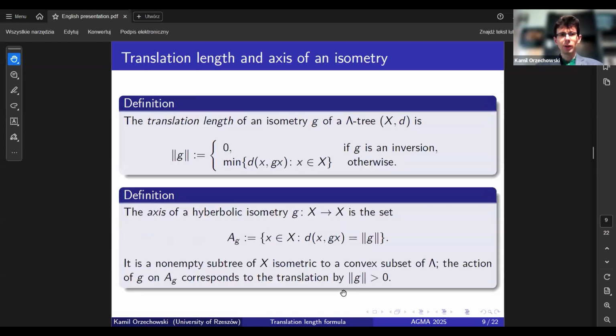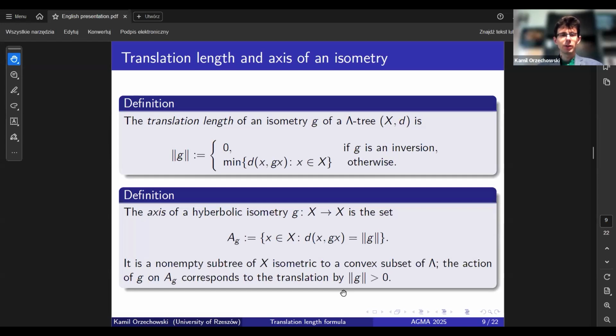And now I can define the key concept of my talk, the translation length. If we have an isometry G of a lambda tree, its translation length is defined to be 0 if G is an inversion, and otherwise it is the minimum of the set of distances between X and G of X over X in X capital.